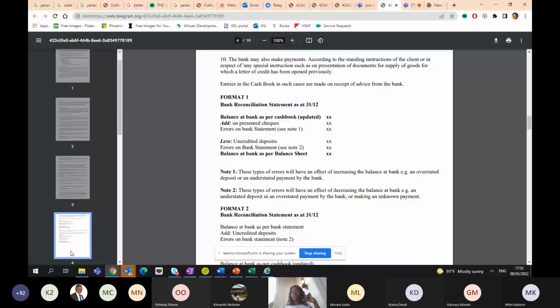Then you have to remove uncredited deposits, because someone gave you a check, you recorded it in the cash book, and now you have it as additional money in your cash book, but in the real sense it's not in the bank, so you have to remove it. So basically you can start with the cash book and undo what hasn't been done by the bank. And I think this is much easier in my opinion because it's easier to remove what is not in the bank than to add back. But there are two formats.